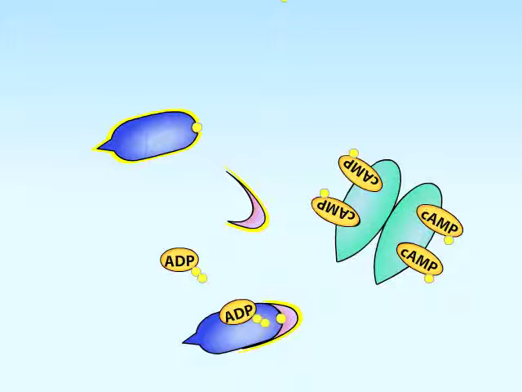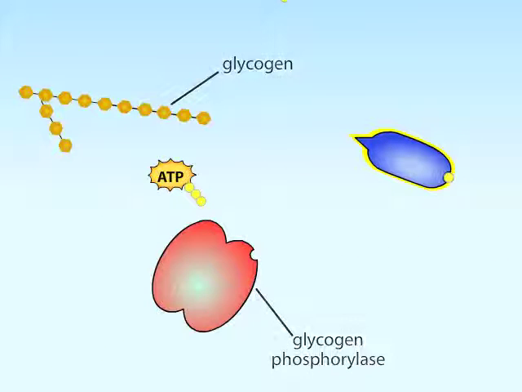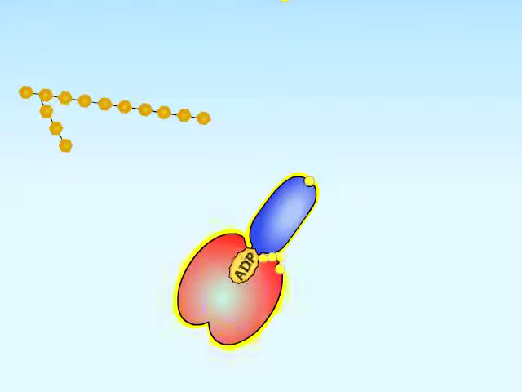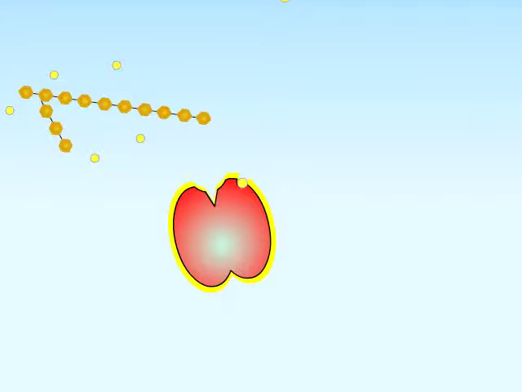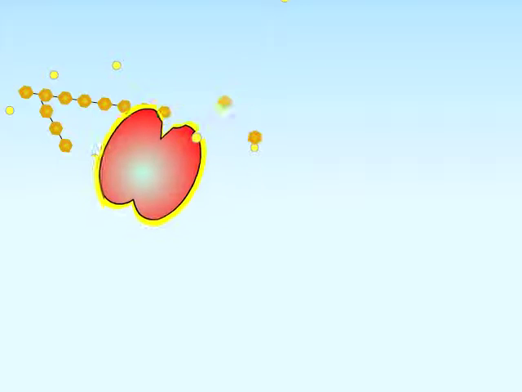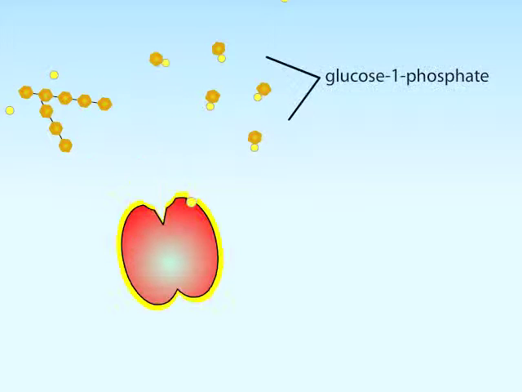The phosphorylase kinase phosphorylates another enzyme in the cascade called glycogen phosphorylase. When phosphorylated, glycogen phosphorylase also becomes activated. In its activated state, glycogen phosphorylase produces the cellular response to epinephrine, breaking down glycogen into its component glucose molecules.